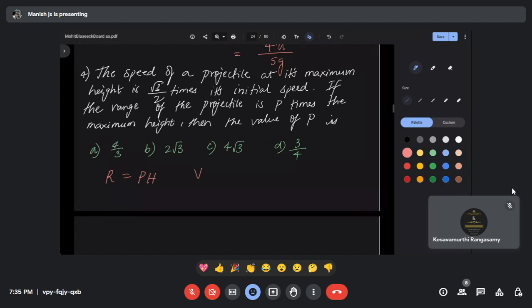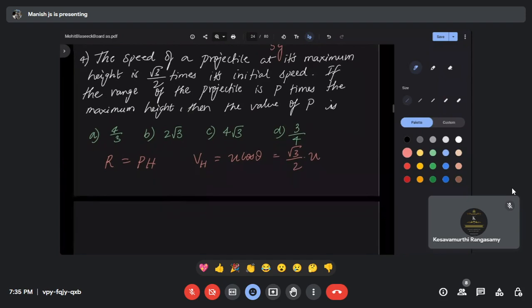Which component of velocity is it? That's very important. Is it the horizontal component of velocity or the vertical component that they are talking about? Yes, it is horizontal. So VH, where H stands for horizontal component, is equal to U cos theta, which is nothing but root 3 by 2 times U. This is what we try to understand first.